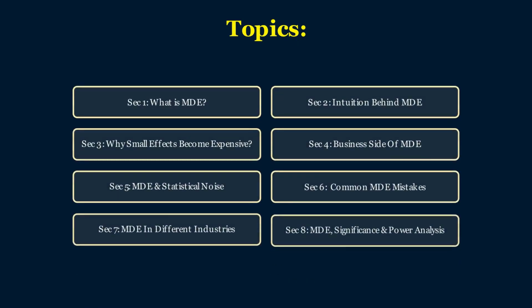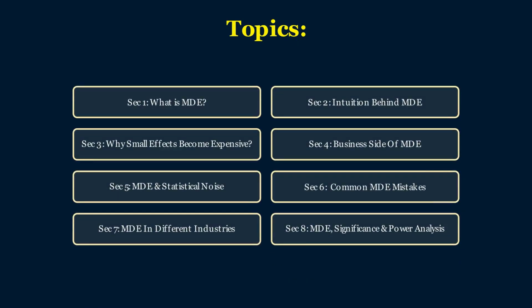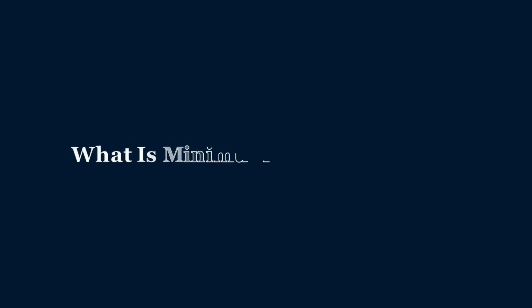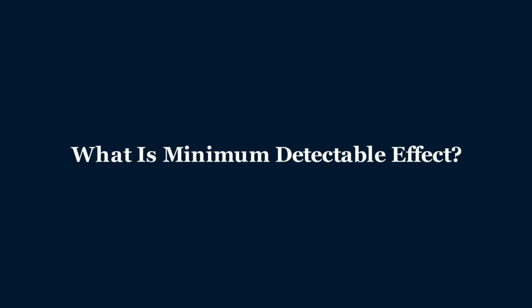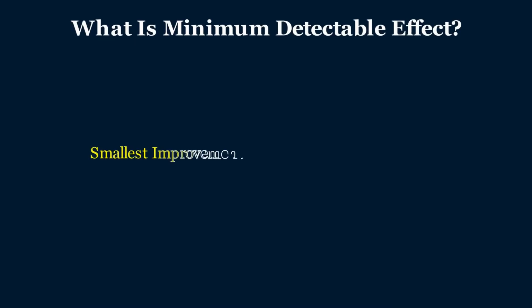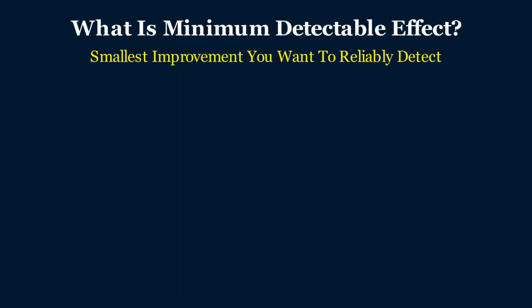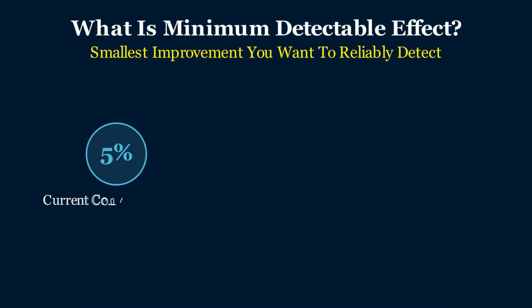By the end of this video, you won't just understand what MDE means, you will understand why MDE is really a business decision disguised in statistics. So, let's start with the core question. What exactly is MDE? MDE or minimum detectable effect is the smallest improvement your experiment is designed to reliably detect. In simple terms, MDE answers the question: what is the smallest change we actually care about finding?